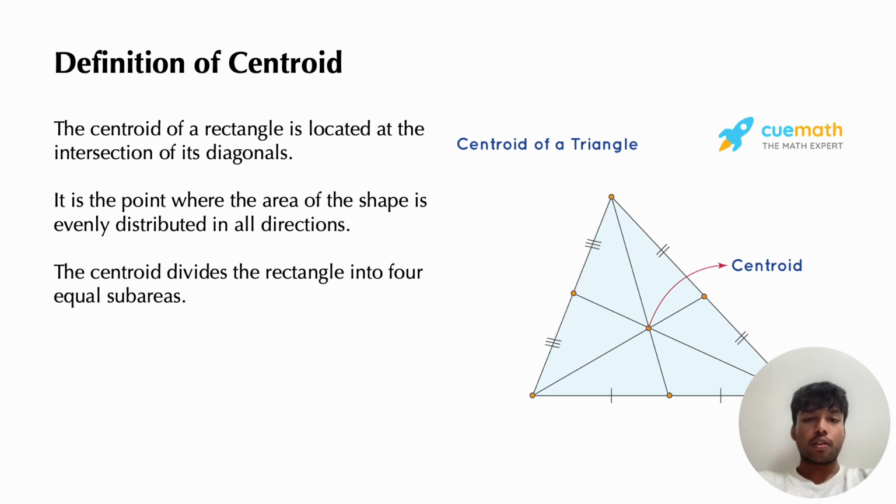Definition of centroid. The centroid of a rectangle is located at the intersection of its diagonals. It is a point where the area of the shape is evenly distributed in all directions. The centroid divides the rectangle into four equal subareas.